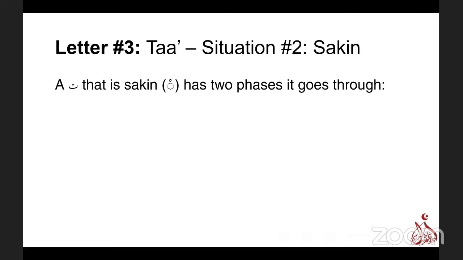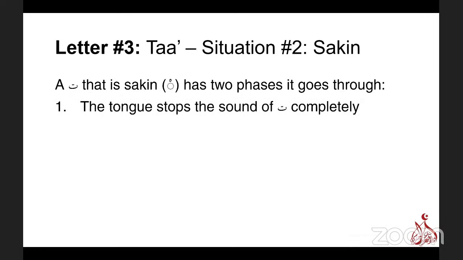Now, once this has been understood, let me explain some details about a ta that's sakin. Whenever a ta is sakin, there are actually two phases. Some very high qurra in the world, when they want to test students of Tajweed and qaris, ask them a question about ta being sakin. So I'm already giving you the answer. The ta has two phases it goes through when it is sakin. Phase number one is that the tongue goes on the teeth, and because of that, the sound of the ta stops. That's shidda.